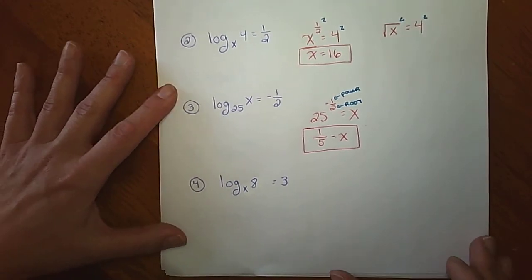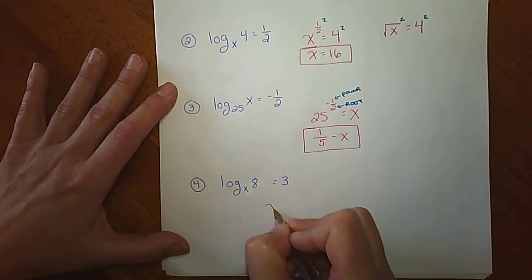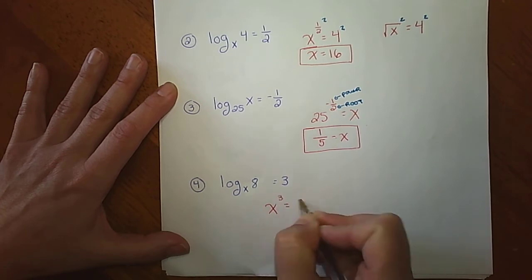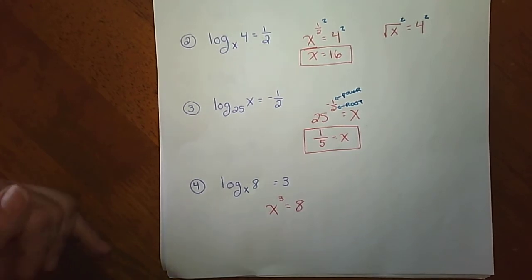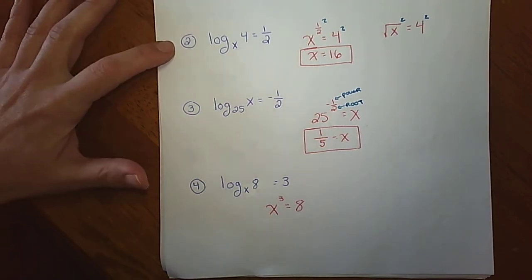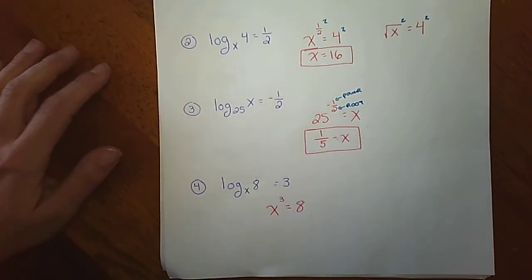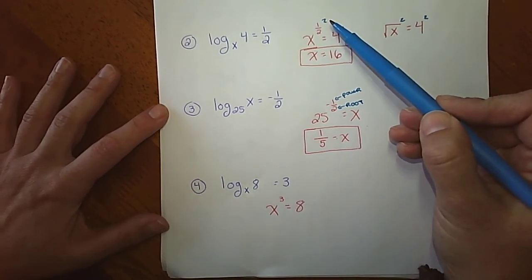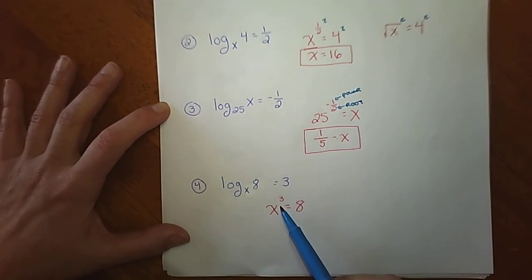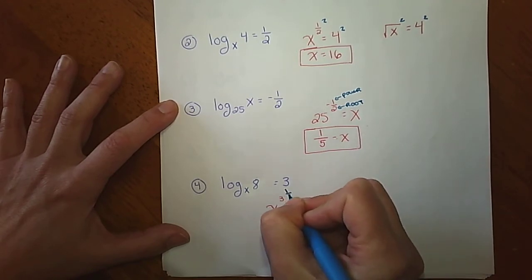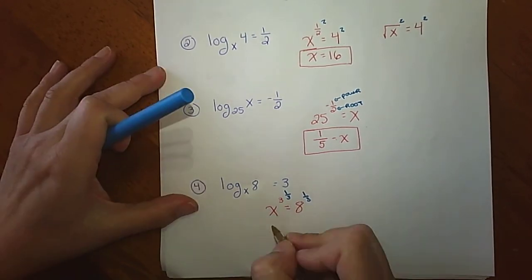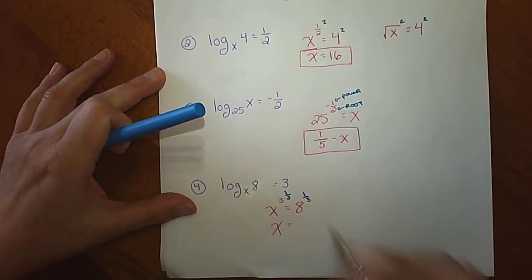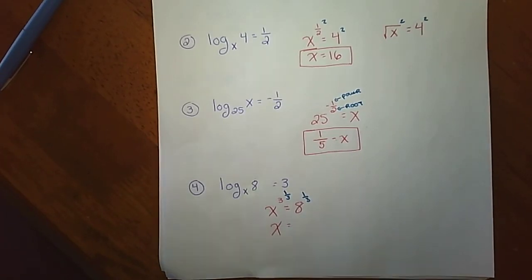And finally, number 4 here, I'm going to rewrite it one more time. Base, exponent equals number. Now, you might just know this one. What number, when you cube it, makes an 8? That answer is 2, right? Or just like we did up here in number 2, where we raise it to the reciprocal power, the 1/2 became squared. Down here, the exponent is 3. Well, what's the reciprocal of 3? That would be 1/3. And then you end up with x equals the cube root of 8. Now, if you don't know it, that's going to be 2.